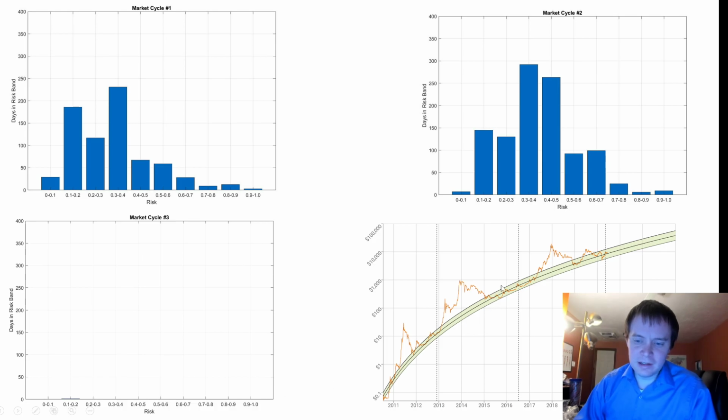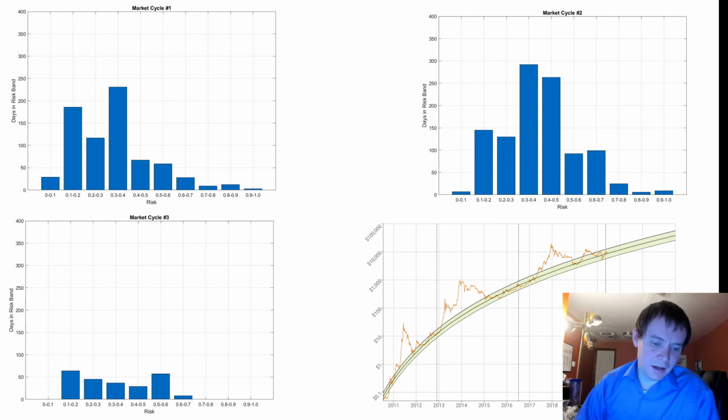Now, for completeness, we're just going to put on the third market cycle just so you can see what it's done so far. We spent like 1 day in that first risk band that you can't even really see on the screen because of the resolution. But as we go up, you can see we're spending a lot of time, relatively speaking, in the 0.3 to 0.4 risk band compared to the other ones. You'll see this in a minute once it starts to really go up.